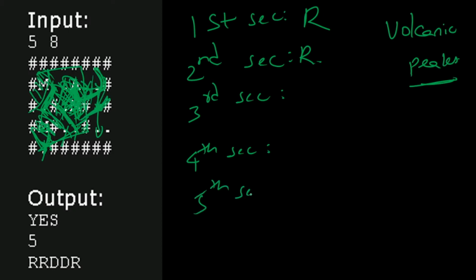In the fifth second, so these were downward movements so far, we make a rightward movement and the lava would have filled the whole grid except this one point. But by then we have made our escape because our destination was a boundary square. So the answer is 5 seconds, RRDDR.